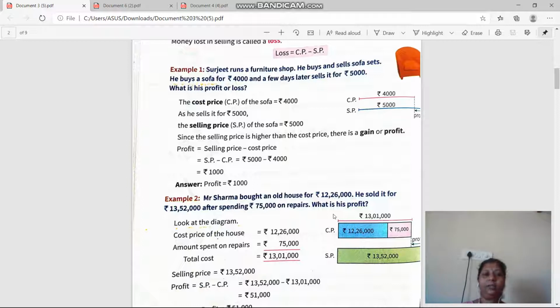Now selling price. At which price was it sold? 13 lakh 52,000. This is the selling price, 13 lakh 52,000. So 13 lakh 52,000 minus 13 lakh 1,000, we get 51,000. So what is this? It is definitely profit, because the selling price is greater. Got it?